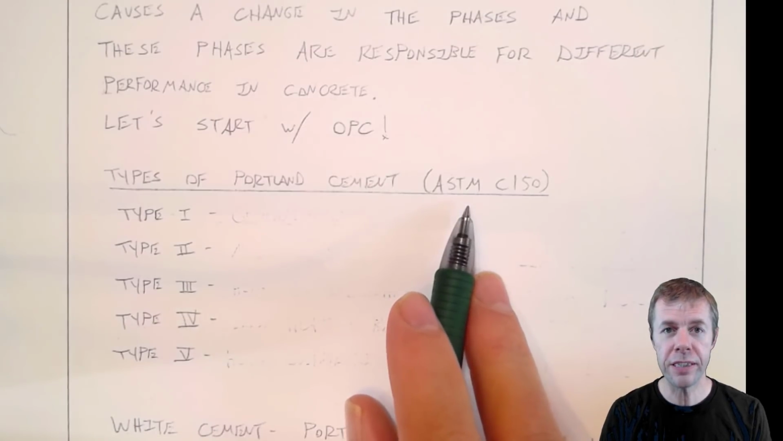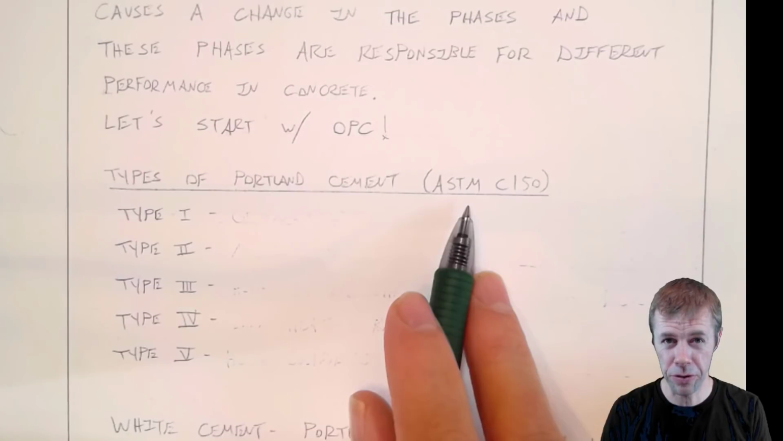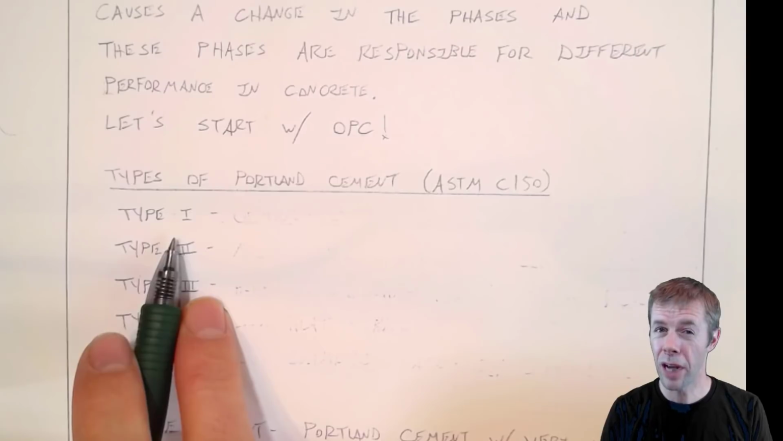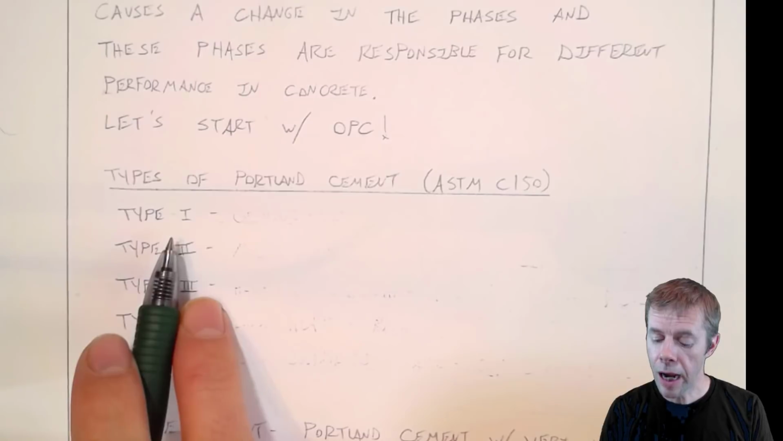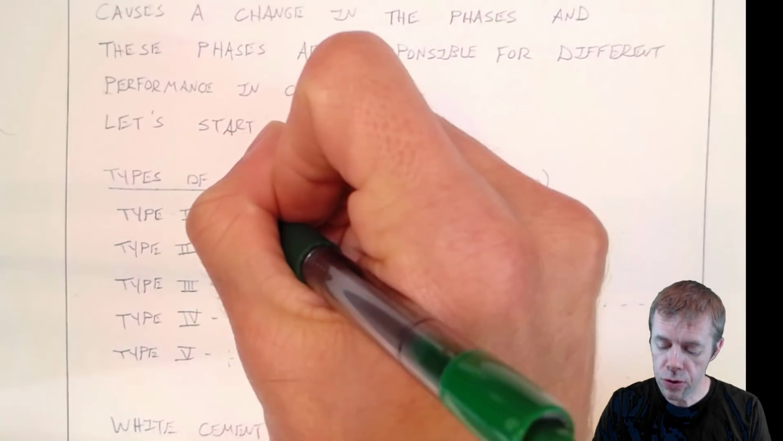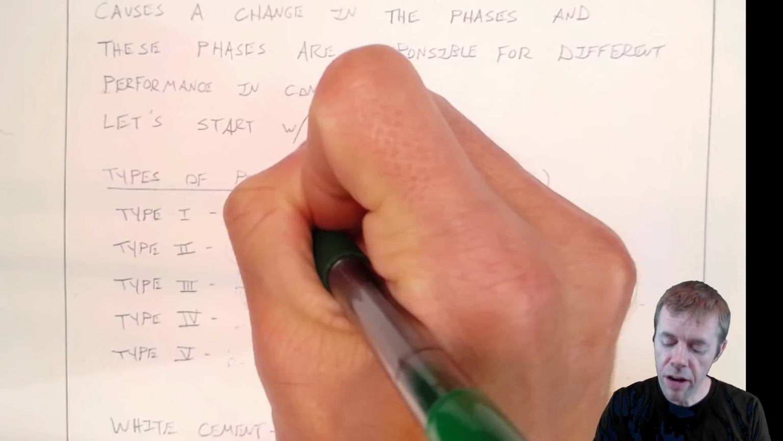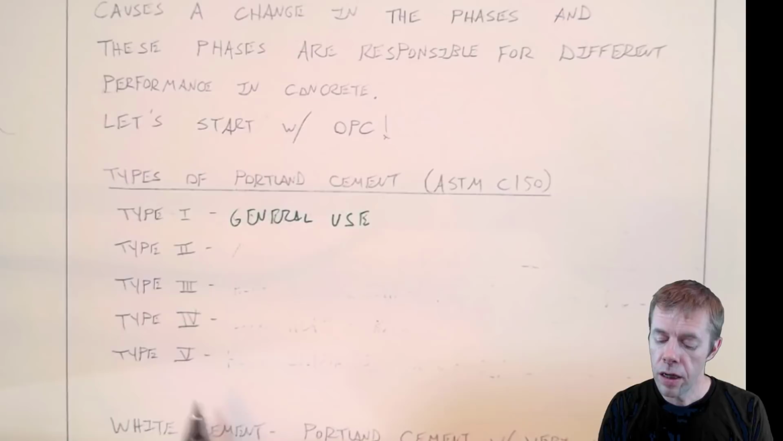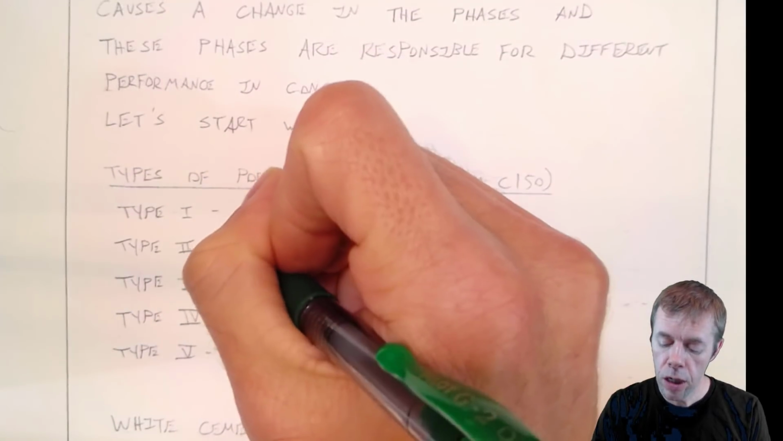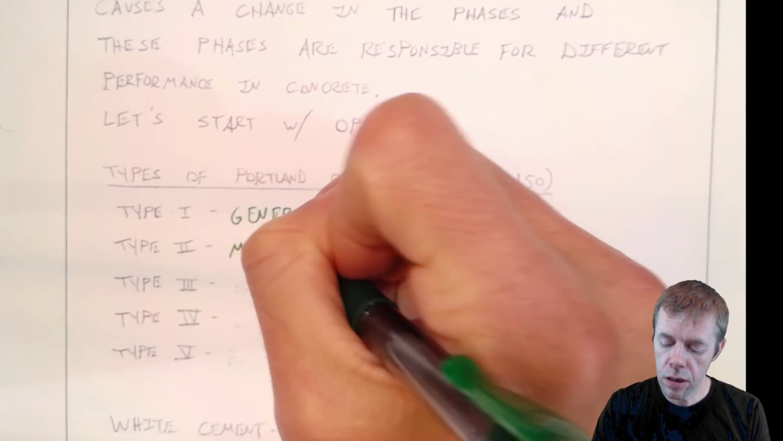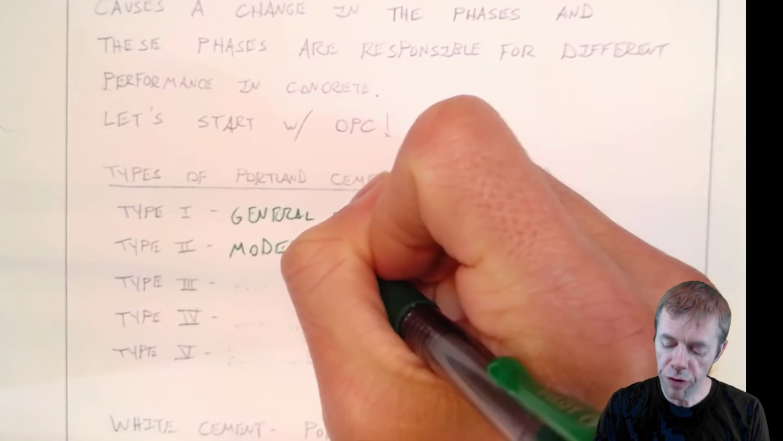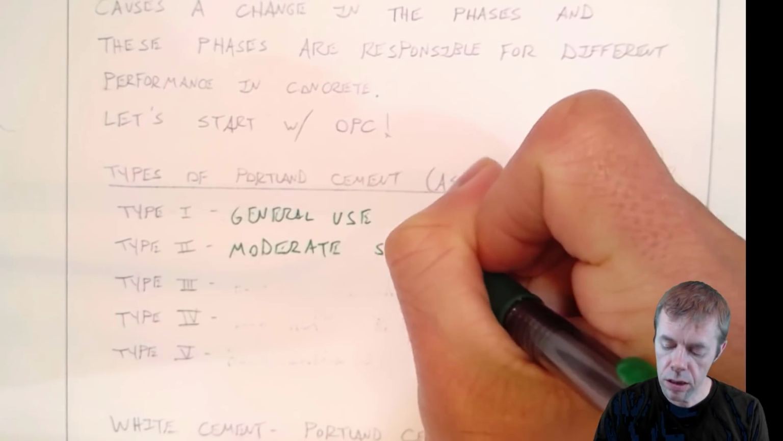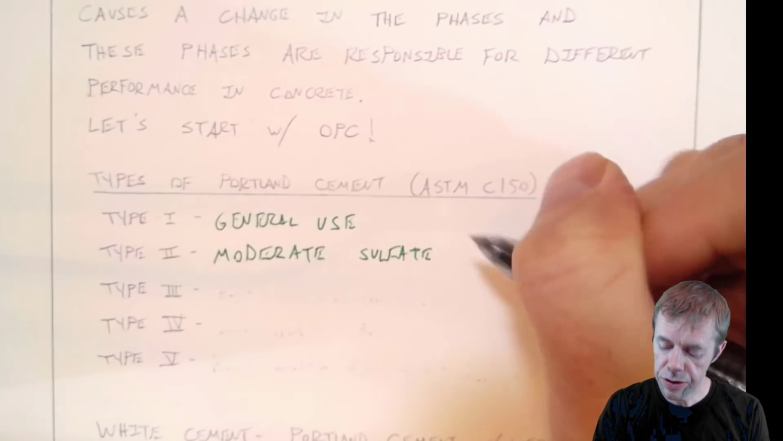And they give you these different types. And these different types are based on composition primarily, which I'll talk about in just a second. But type 1, and these are all types that you're going to need to know so you can talk concrete with anybody. Type 1 is general use. Just general, everyday cement. General use. Type 2 is known as moderate sulfate resistance.